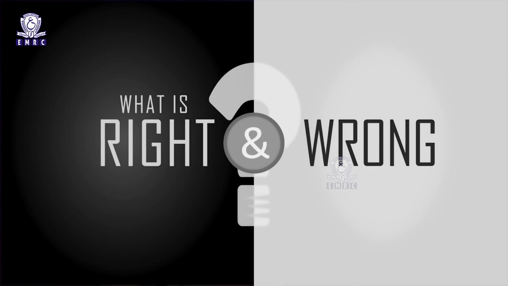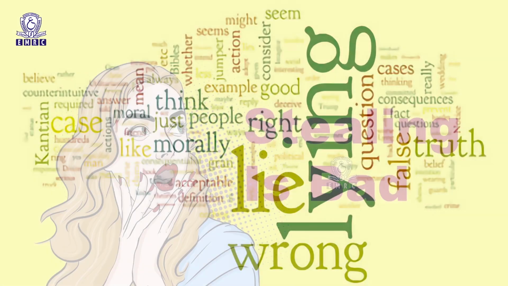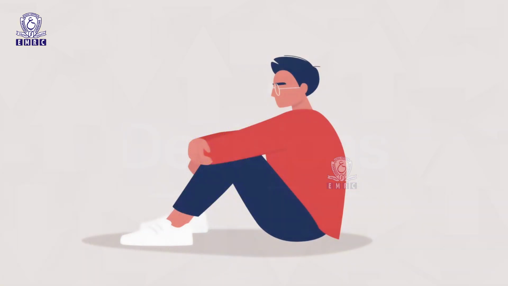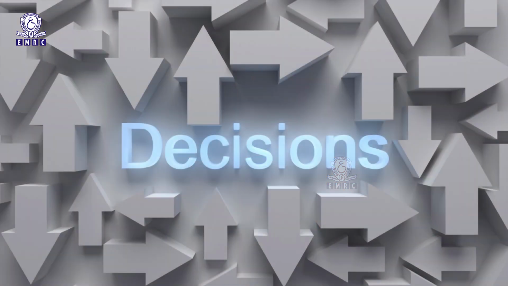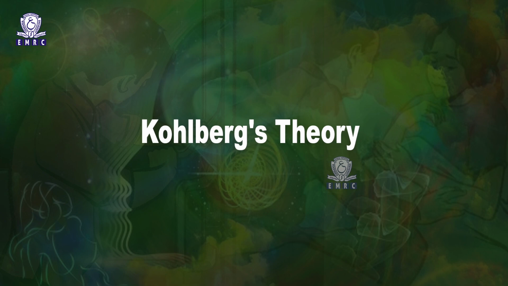Now let us look at what this theory is all about. How do we know what is right and wrong? How do I know that lying is bad, stealing is bad? Who taught us? Where do we learn from? When we see great leaders, they have taken decisions which either helped society or brought chaos. What made the difference? Is it their moral reasoning or is it something beyond it? To understand these aspects, we have Kohlberg's theory.